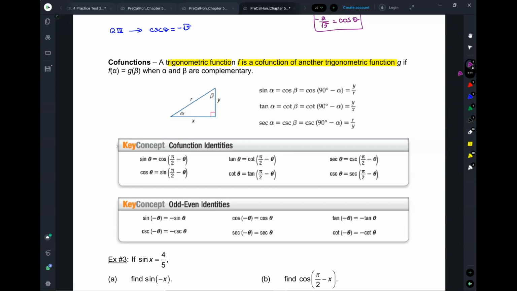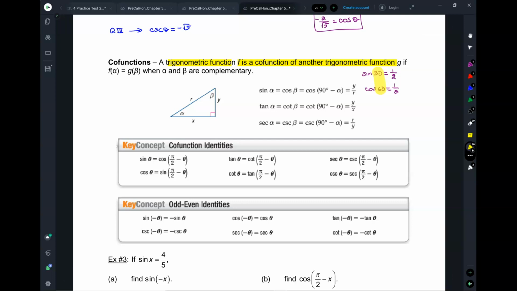Okay, let's talk about cofunction identities for a minute. What is sine of 30 from last chapter? 1/2. Okay, what is cosine of 60? 1/2. Okay, what do 30 and 60 add up to? 90.